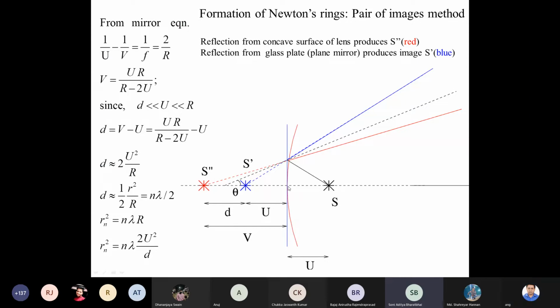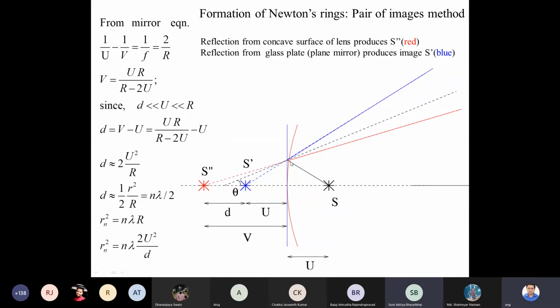Sir, here our object is S dash for the mirror. Which one? Which is the object for the mirror, sir, S dash or S? I am confused. No, these two are images. This blue and red are the images of this S. Sir, how can one object produce two images for the same combination?